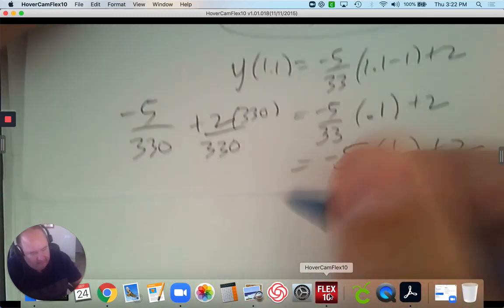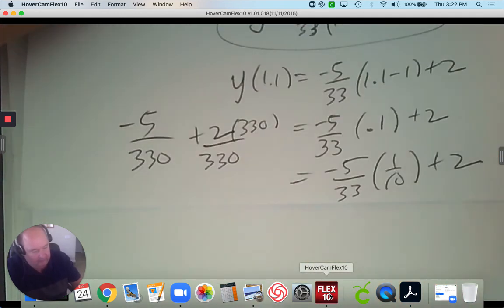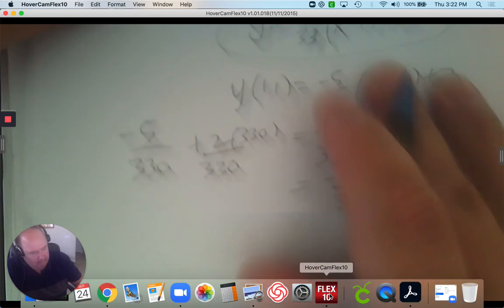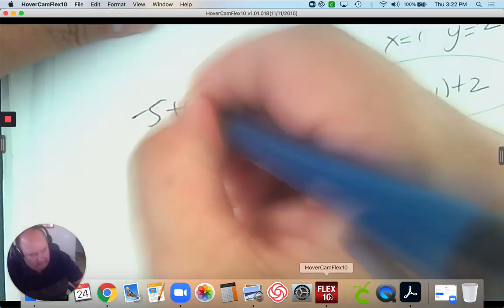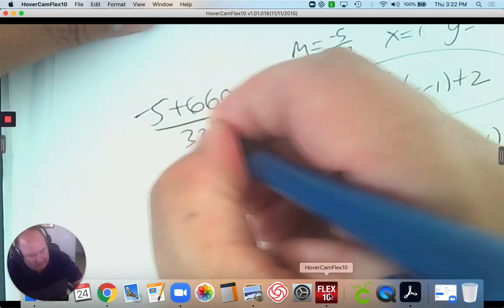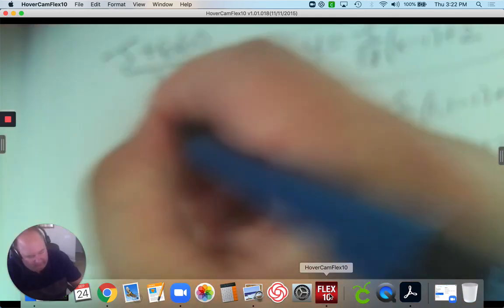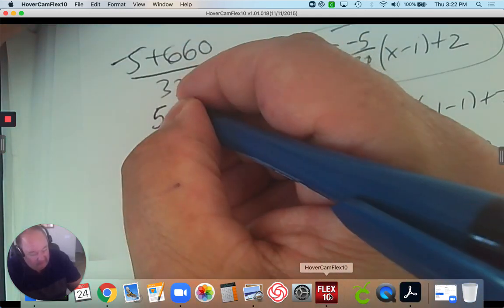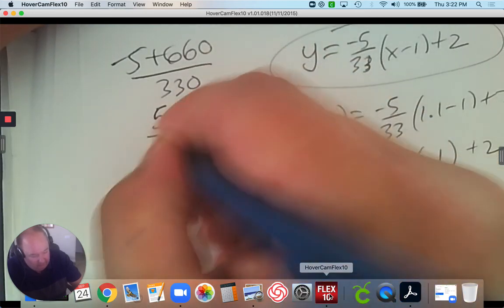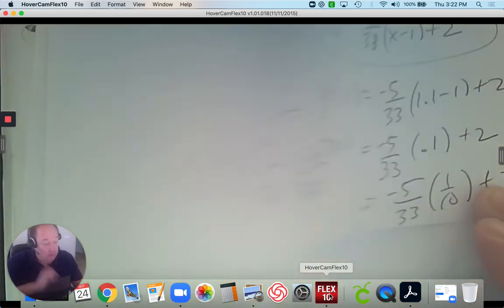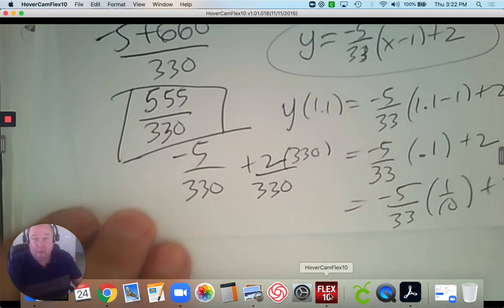Common denominators, that's negative 5 and 660. Here, I'll do it here. Negative 5 and 660. Right? So that's 555 over 330. I don't even care to reduce it down. And you know what? As long as it's numerically equivalent, it doesn't matter.